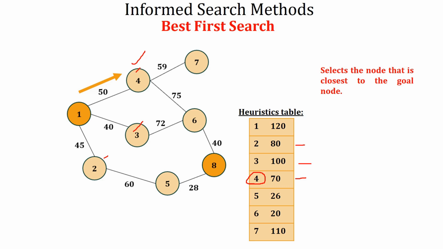That is, we are choosing a node that is closest to the goal node. From 4 you can see there are 2 nodes which are reachable, one is 7 and the other one is 6. Looking at the heuristic table, we can see the value of node 6 is 20 and node 7 is 110. So, we prefer to move from 4 to 6, and from 6 we can directly go to the goal node, and this is how the best first search is performed.